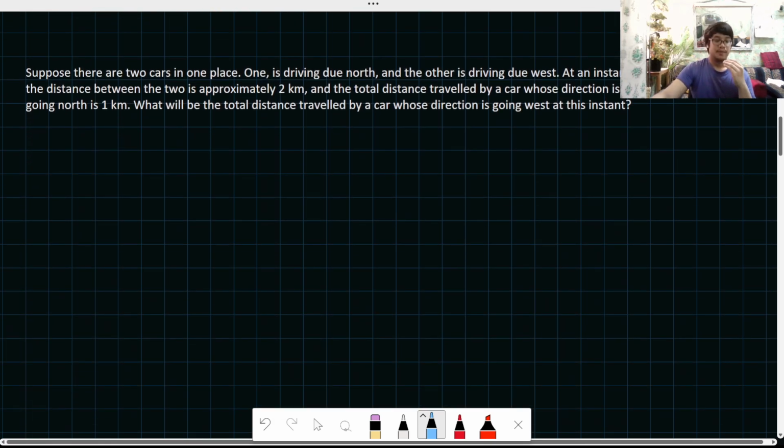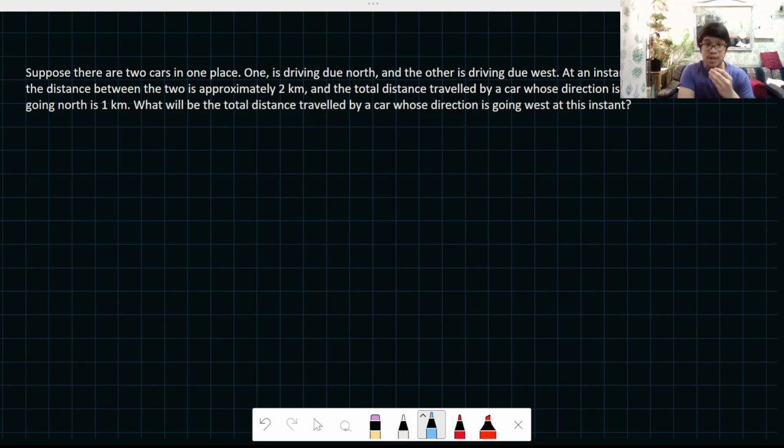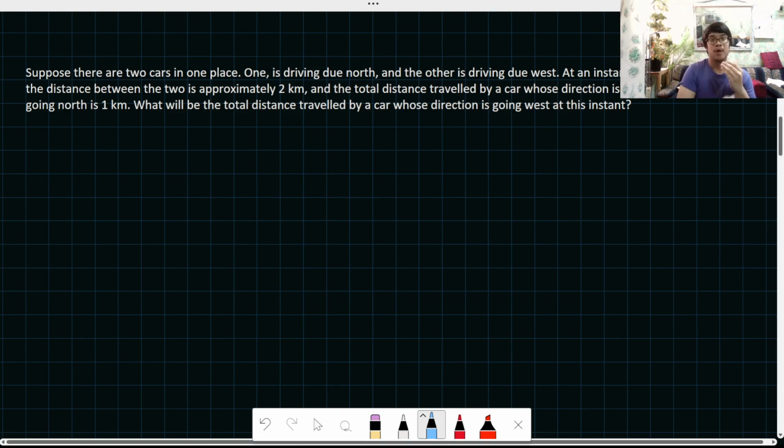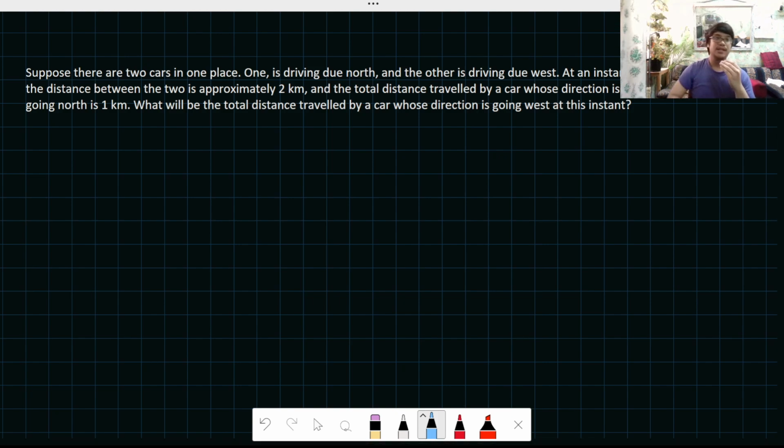Next question. Suppose there are two cars in one place. One is driving due north and the other is driving due west. At an instant, the distance between the two is approximately 2 kilometers, and the total distance traveled by a car whose direction is going north is 1 kilometer. What will be the total distance traveled by a car whose direction is going west at this instant?